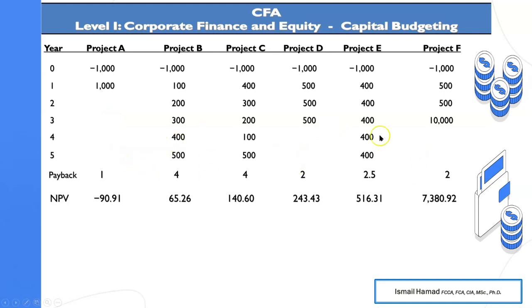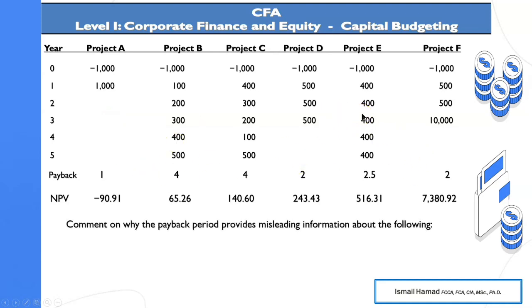There are some issues here. Let us see them by asking this question. We need to comment on each of these. Project A, we just explained it. What is the issue with it? Although it has the shortest period. Let us see question number 2. We need to comment on project B versus C. This is B and this is C.